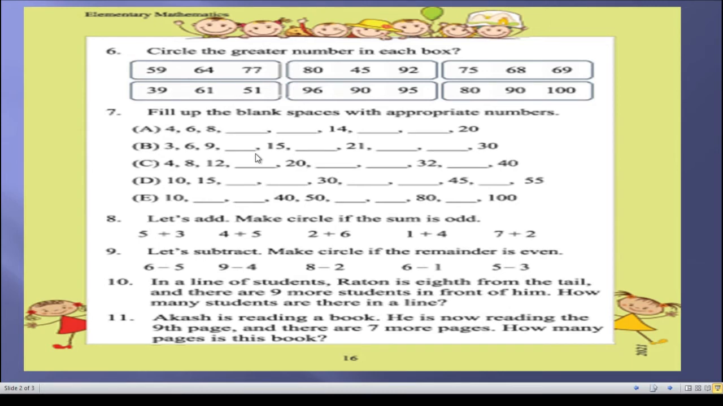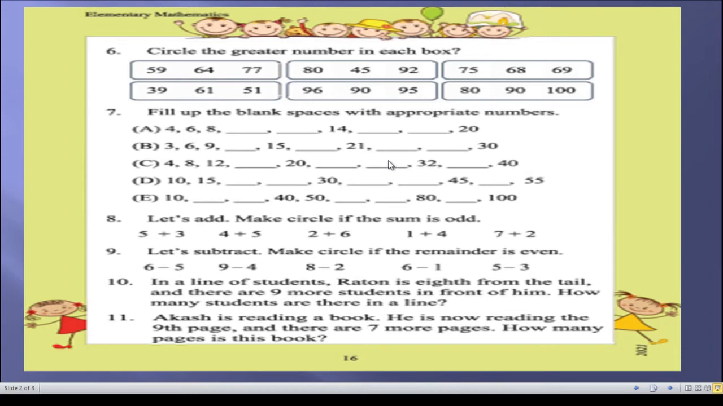And 16 plus 4 is equal to what? 16 plus 4 is equal to 20, and that is why you are seeing a 20 in this stage. And 20 plus 4 is equal to what? 20 plus 4 is equal to 24, and that is why you should fill this gap with 24. 24 plus 4 is equal to 28, and you should fill this gap with 28.